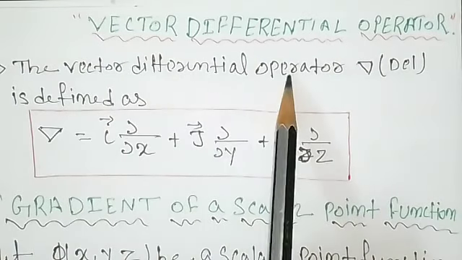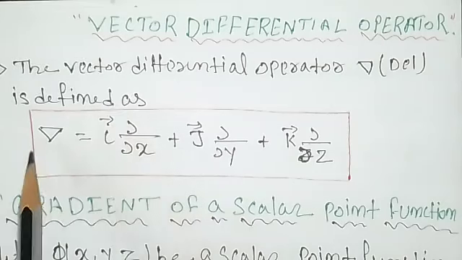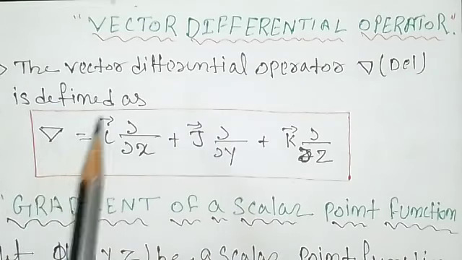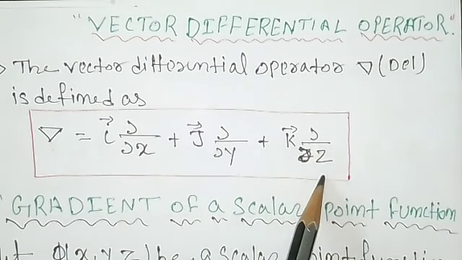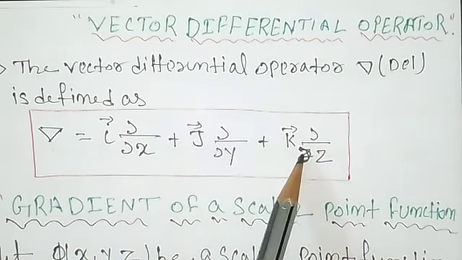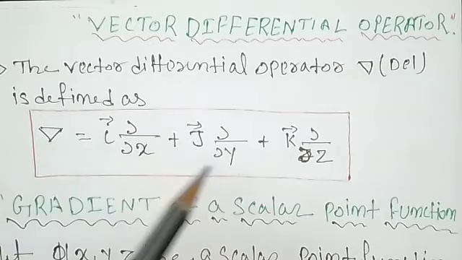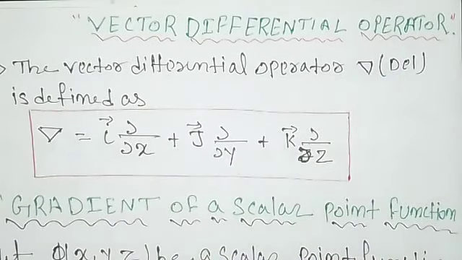The vector differential operator we denote with del, defined as del is equal to i of dou by dou x plus j of dou by dou y plus k of dou by dou z, where i, j, k are the unit vectors. And dou by dou x means we are doing partial differentiation with respect to the position. So this is an example of the vector differential operators.